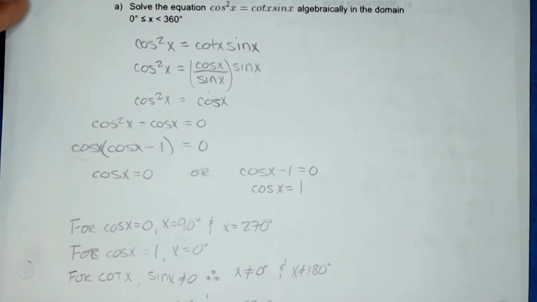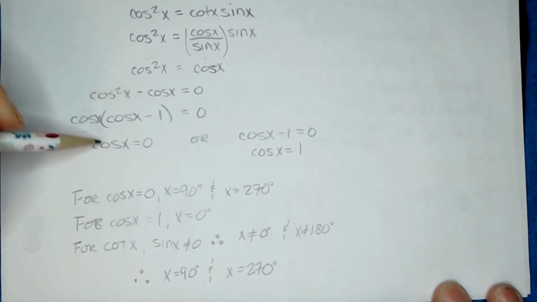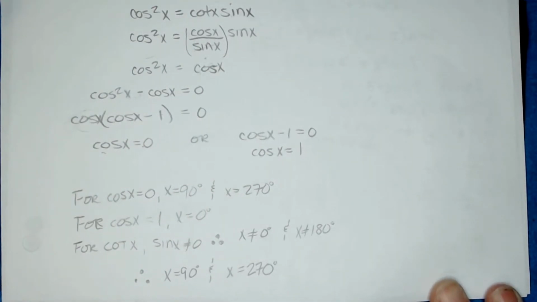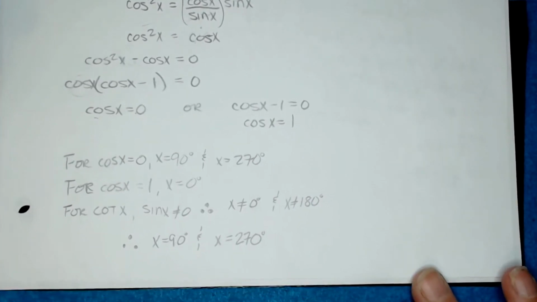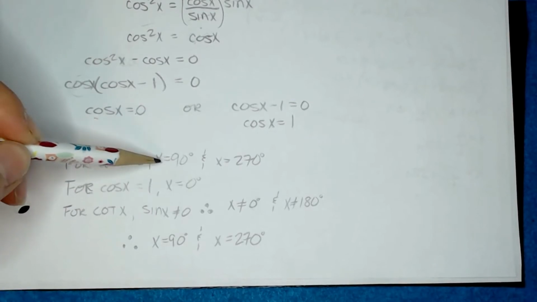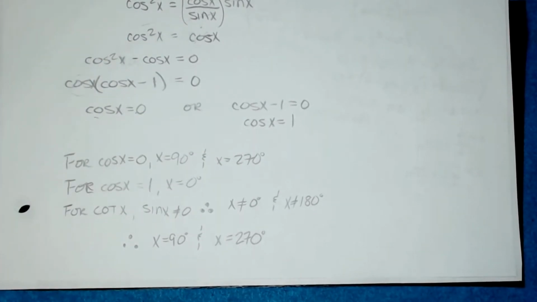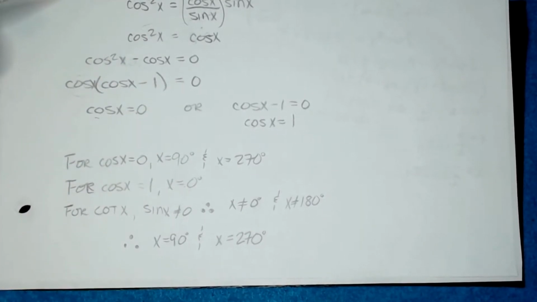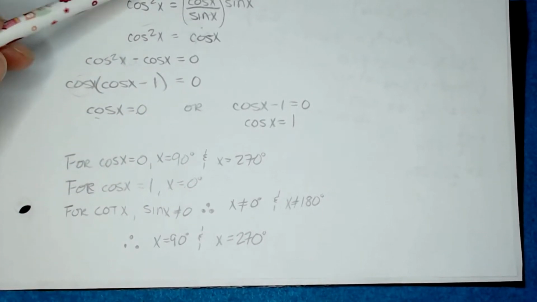And therefore, cos x equals 0 or cos x equals 1. Now, these statements are true for cos x equals 0, x can equal 90 or 270. And for cos x equals 1, x equals 0 degrees. Our domain is from 0 to 360.